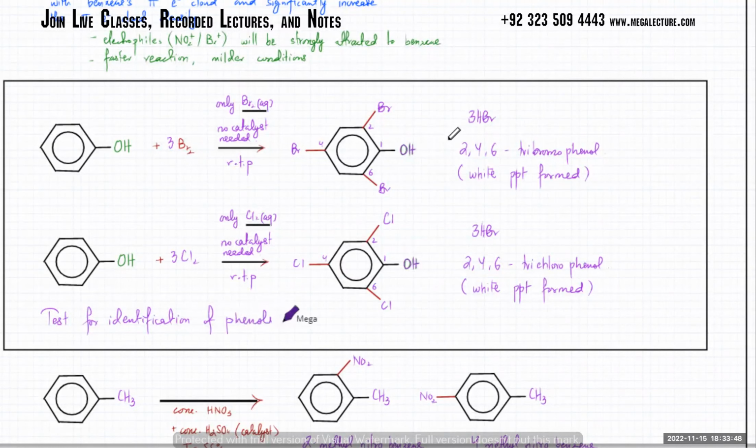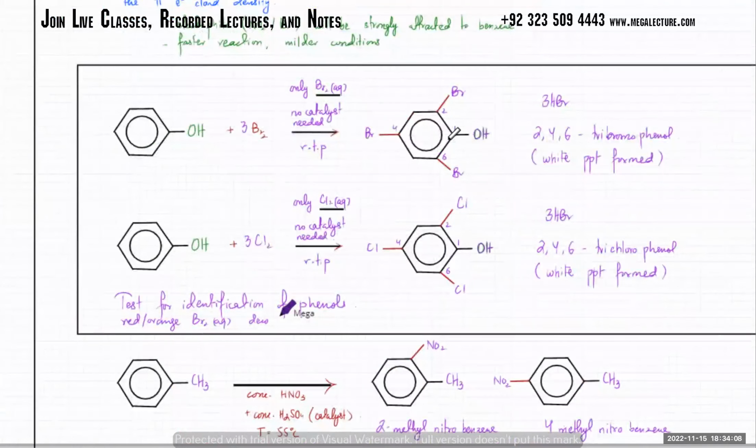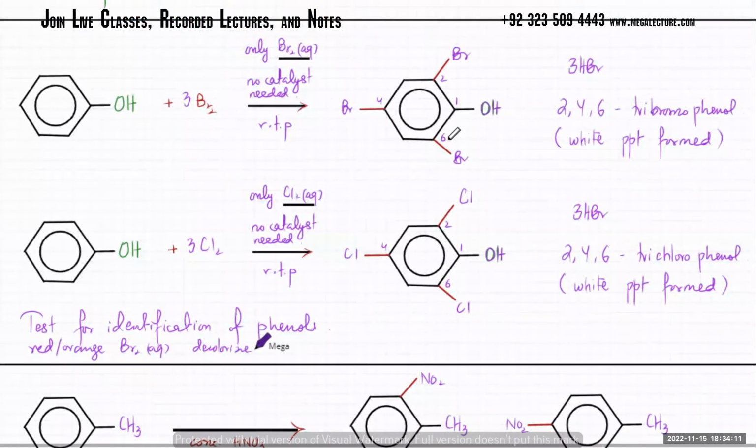Now two things happen. One is that the red, brown, or orange bromine gets decolorized. So red, orange, Br2 aqueous decolorizes, and you also get a white precipitate. Alkenes would only decolorize. But now the situation, it's going to decolorize and simultaneously produces a white precipitate. Okay, ये बस important चीज है कि it's a test for identification.